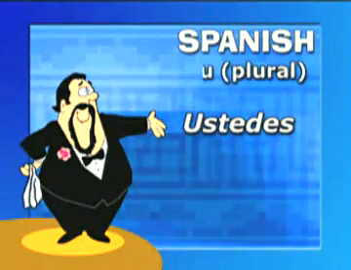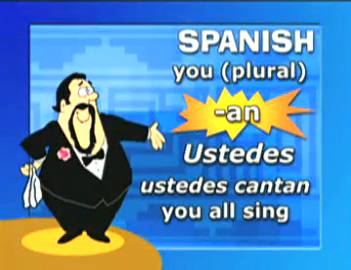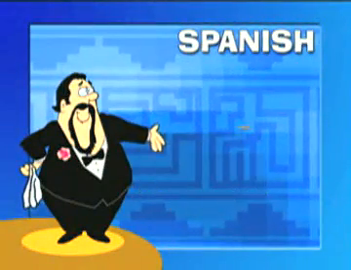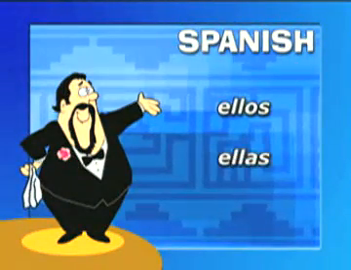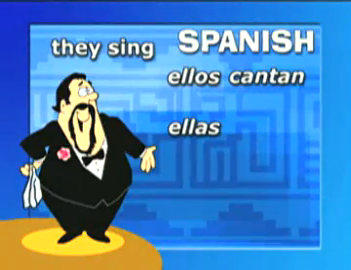Ustedes, the plural you, uses the ending an. Ustedes cantan means you all sing. And finally, the third person plural pronoun, ellos and ellas, use the an ending as well. They sing is ellos cantan or ellas cantan.